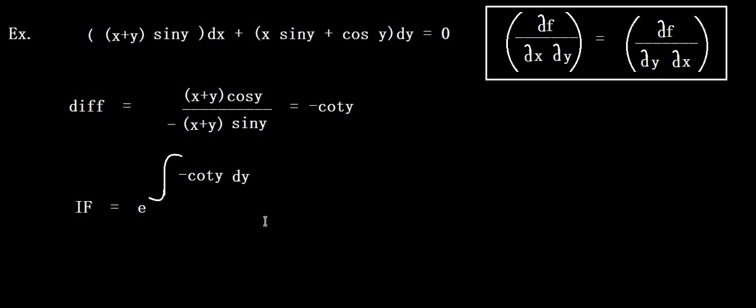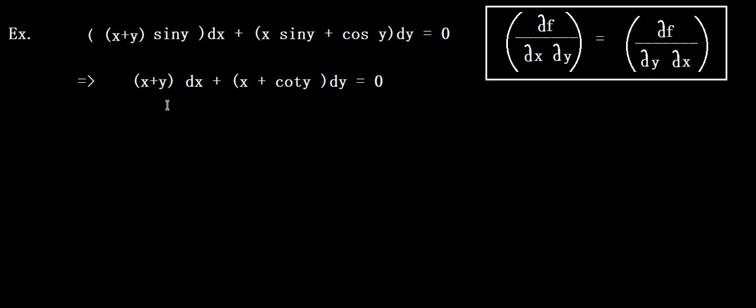After solving this integral, you need to multiply this integrating factor to the whole equation. After multiplying the integrating factor to the whole equation, it looks like this: x plus y dx plus x plus cot y dy equals 0. Actually cosec y equals 1 upon sine y, so this sine y will cancel out this sine y, also in this place. So it will look like this. Now the differential equation has become exact.